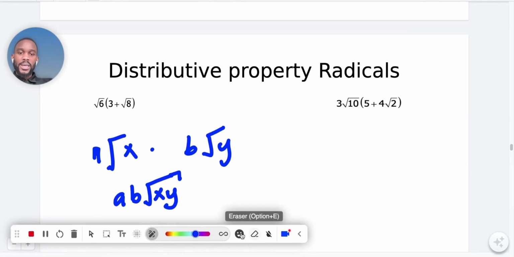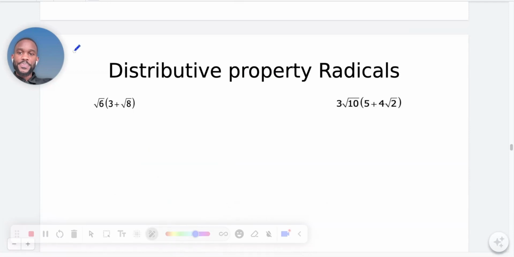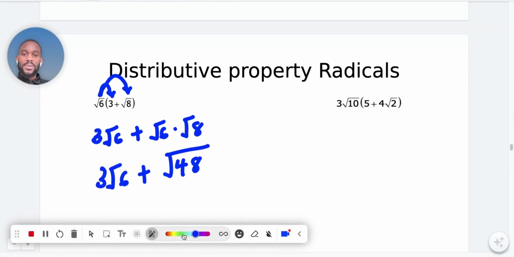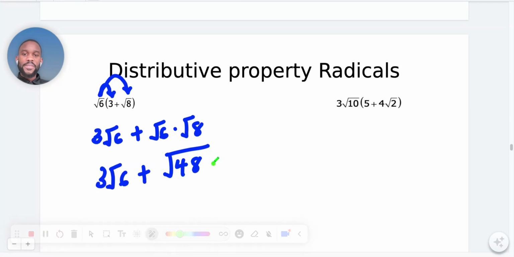Okay, so looking at this example, we're going to distribute, like expand this. So we're going to multiply root 6 times 3 plus root 6 times root 8. So root 6 times 3 gives you 3 root 6, plus root 6 times root 8. Now 6 times 8 gives you 48. So root 48, and then this is 3 root 6 plus root 48. Now this 48, can it be simplified any further?